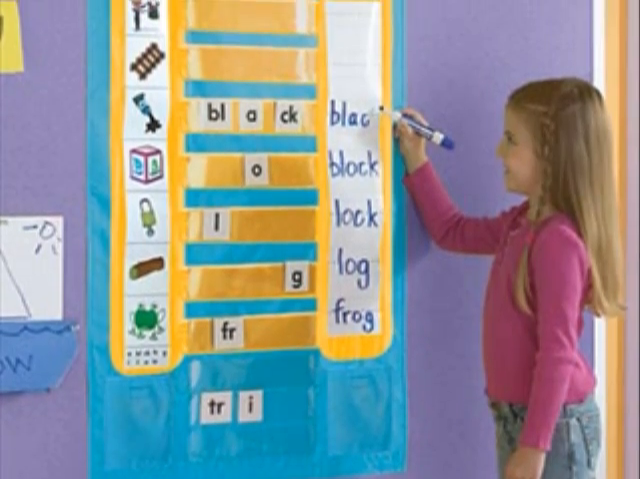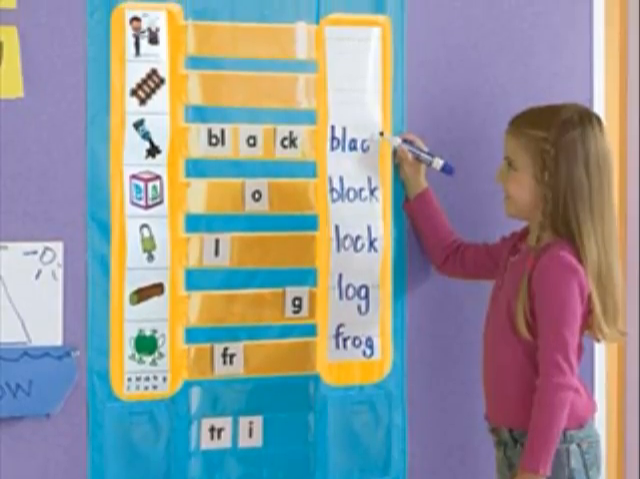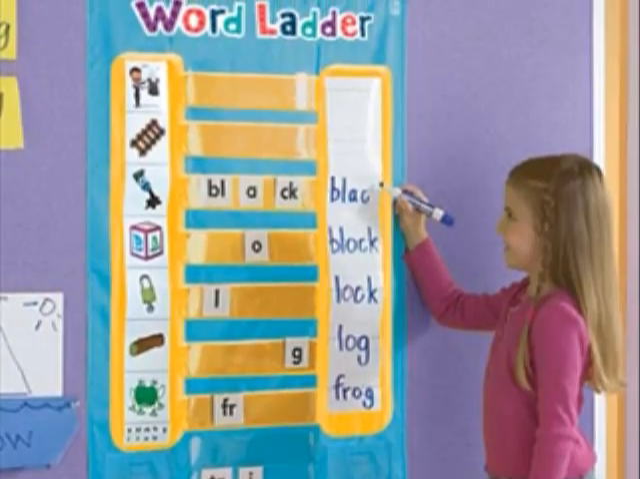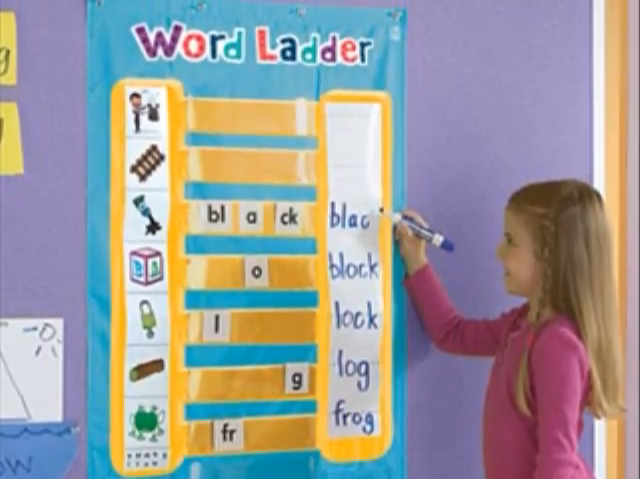A word ladder is a word game that begins with 2 words. To solve the puzzle, the student must find a chain of other words by changing a few letters at each step.